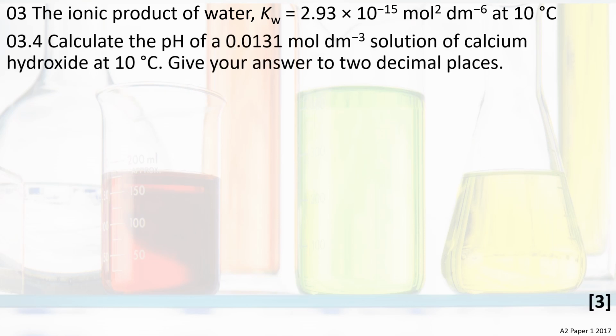Here's the next part of the question. Calculate the pH of a 0.0131 mole per decimeter cube solution of calcium hydroxide at 10 degrees Celsius. Give your answer to 2 decimal places. The first thing we need to do is work out the concentration of hydroxide ions. Now calcium is in group 2, so calcium hydroxide is Ca(OH)2. If we multiply the 0.0131 mole per decimeter cubed by 2, this gives us the concentration of hydroxide ions.